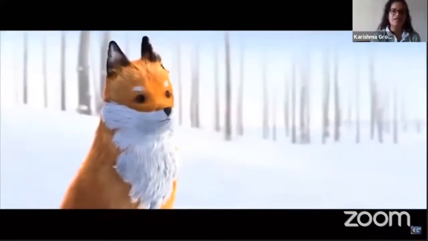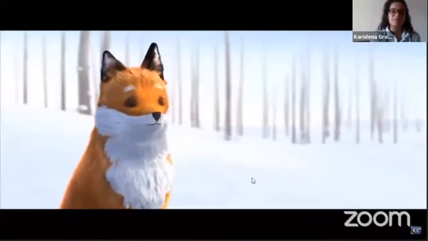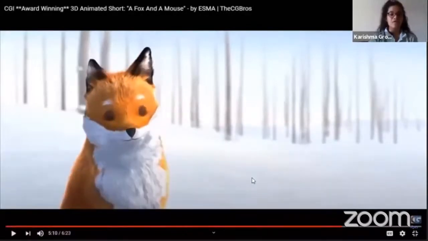Why? Can you see his expression on the face? He's so sad because he felt lonely again. He didn't have any company. He was hungry. But then because he saved the mouse and the mouse saved the fox, he felt that I saved you. Can't we just be friends? And then the mouse ran away because fox is ultimately a carnivorous animal, right?